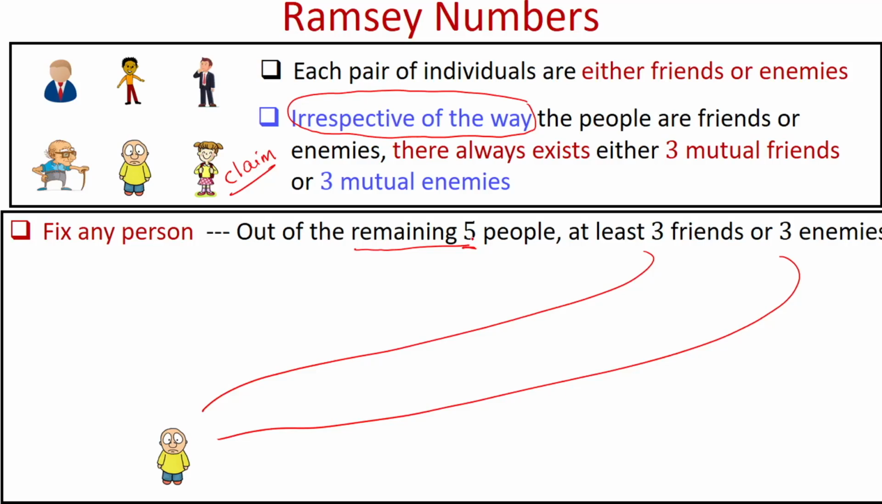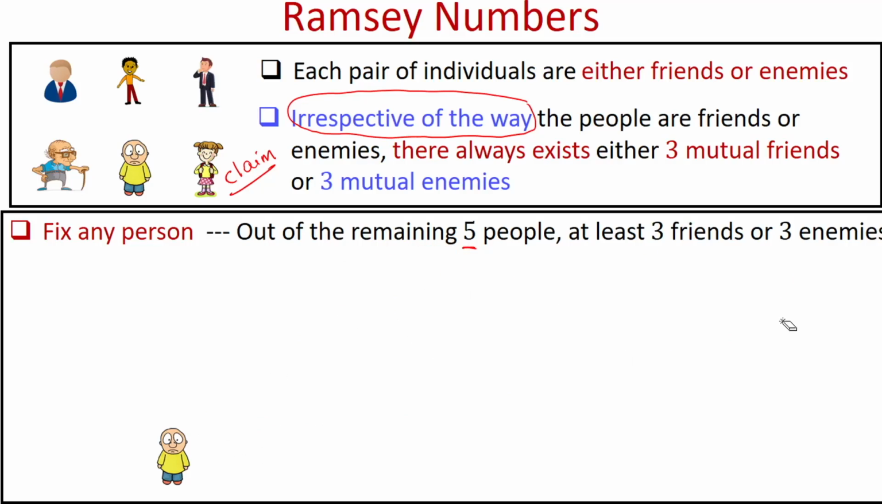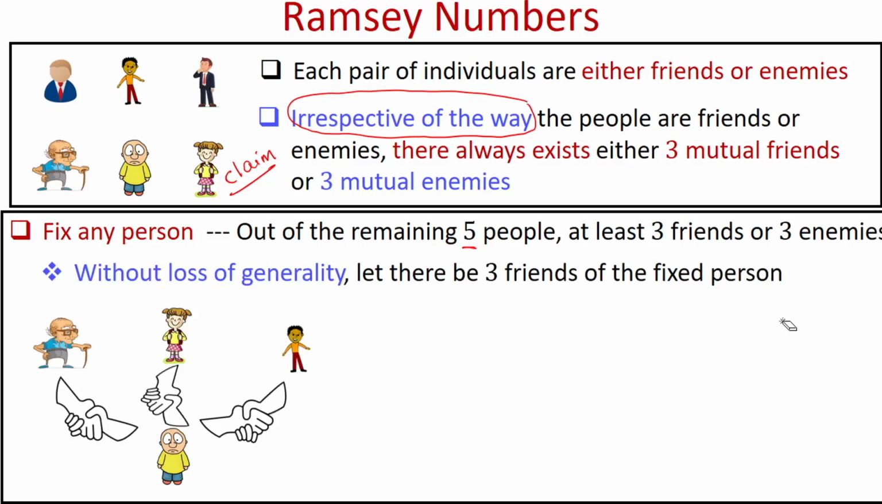Even if out of those 5 people, say 2 are friends with this person and 2 are enemies with this person, I am left with one person who has to be either a friend or an enemy with this person. That's simple logic, right? So that's what I'm saying here. So you have 2 possible cases.